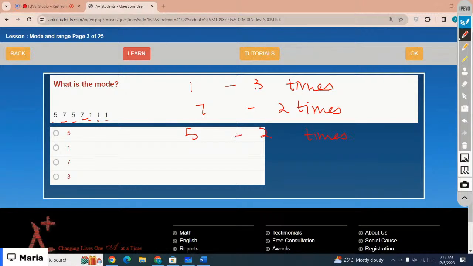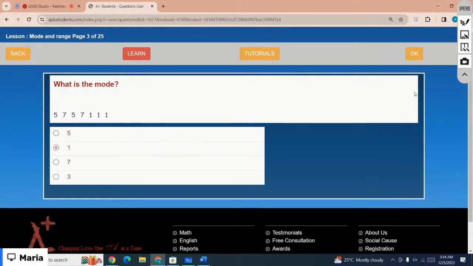So which is the mod value? The correct option is 1, because 1 appears 3 times in the given data. So the mod value here is 1. Got it? The correct option is 1.